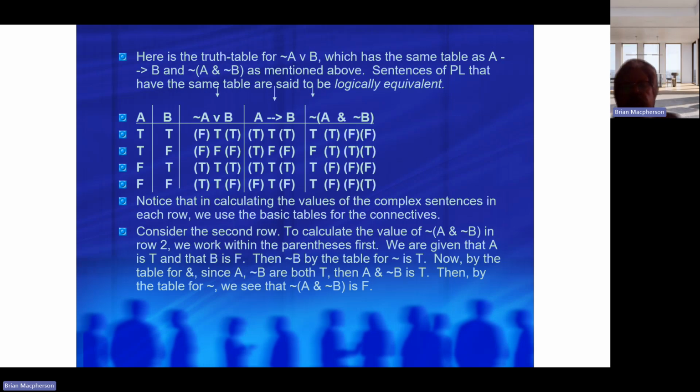Now, what you will notice is that these 3 sentences of propositional logic all have the same truth tables. Not A or B is true, false, true, true. A then B is true, false, true, true. Not (A and not B) is true, false, true, true. So when we say that these sentences all mean the same thing, we call that logically equivalent. Two statements in propositional logic are logically equivalent if they have exactly the same truth values in all of the same rows.